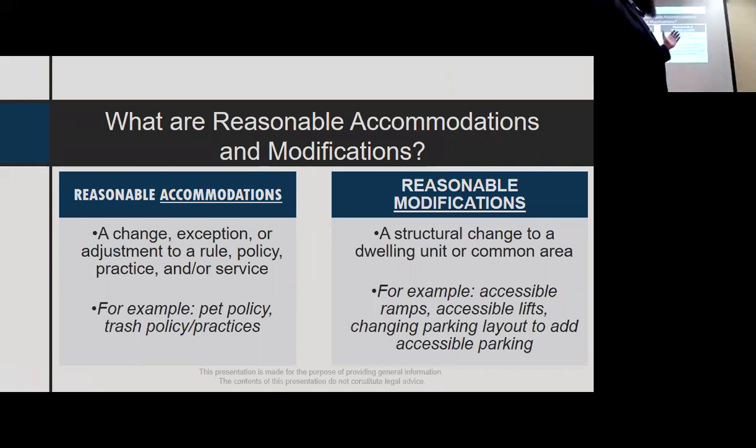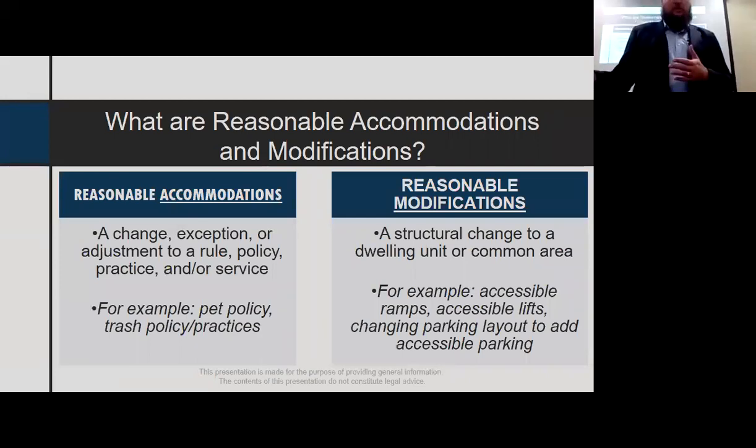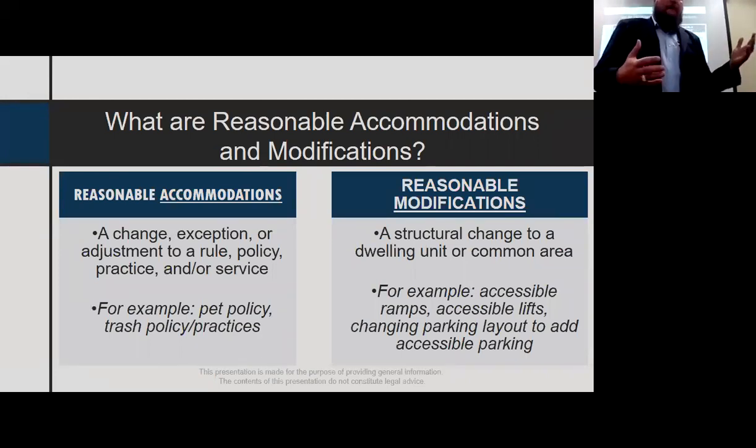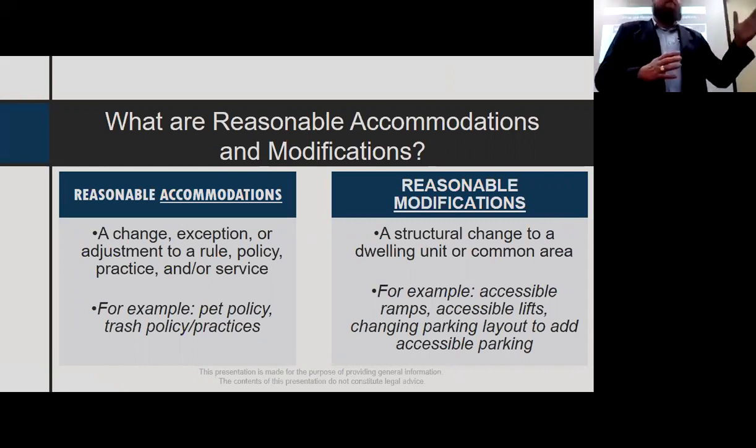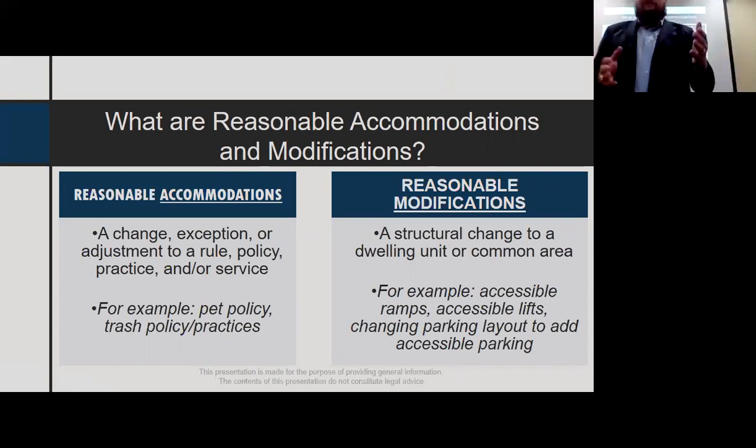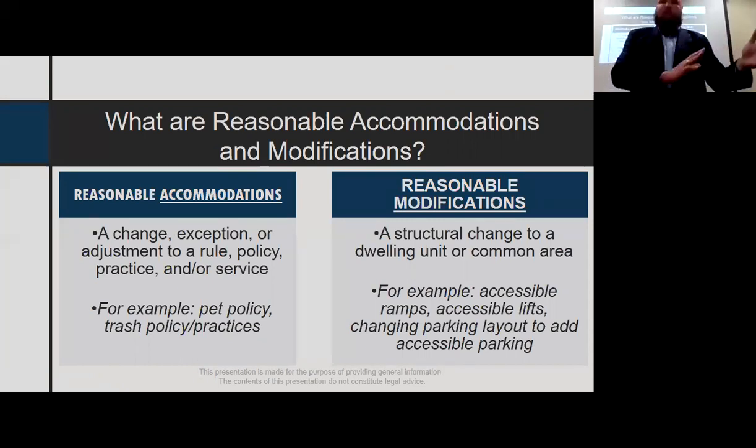So first, we have what are reasonable accommodations and what are reasonable modifications. So an accommodation is a change or an exception or an adjustment that you have to property or a policy or a practice that you have in place that allows somebody that has a disability to continue to occupy that. Now, most examples that I'll give you and where a lot of these comes up are landlord-tenant, just because those are where you see these primarily. Sometimes you run into them in different areas and different settings, and the same rules and principles will apply. But most of these you see in the landlord-tenant setting.